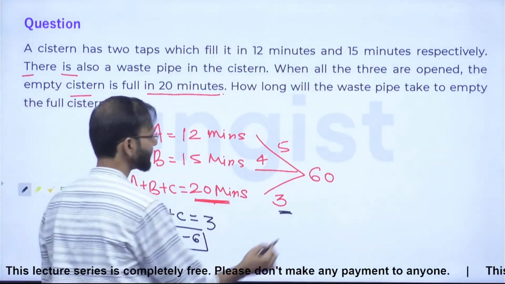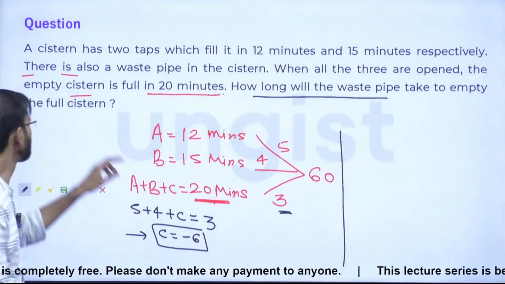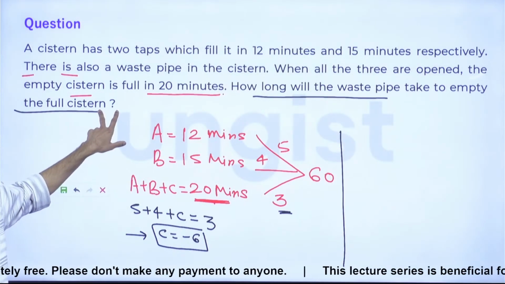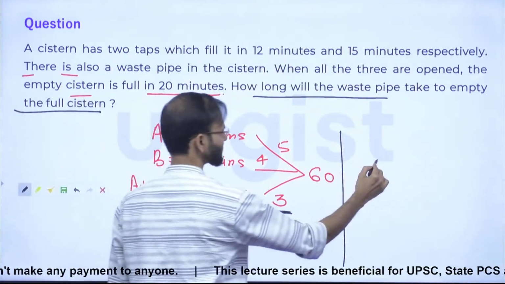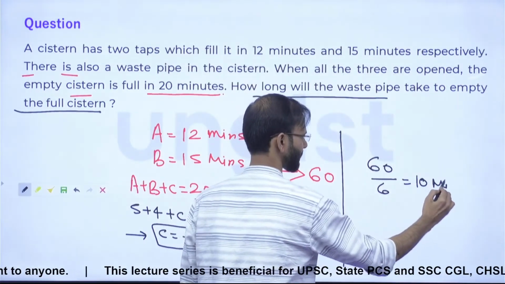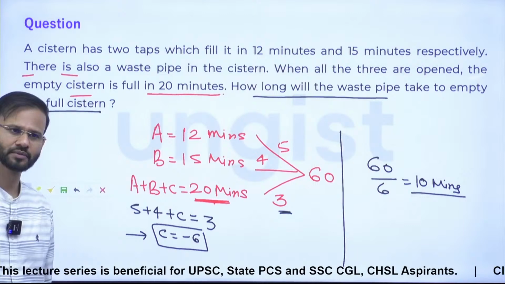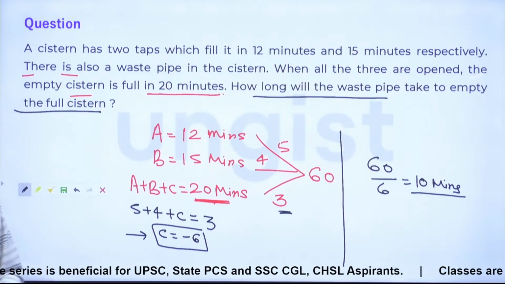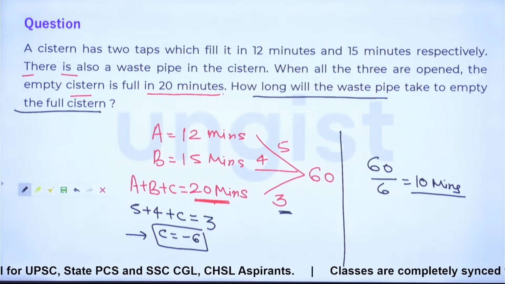After that, the question is saying, in what time does the waste pipe take to empty the full cistern? What is the answer? 10. So 60 by 6, the answer is 10 minutes. Everybody fine? Clear? Alright, please note it down.